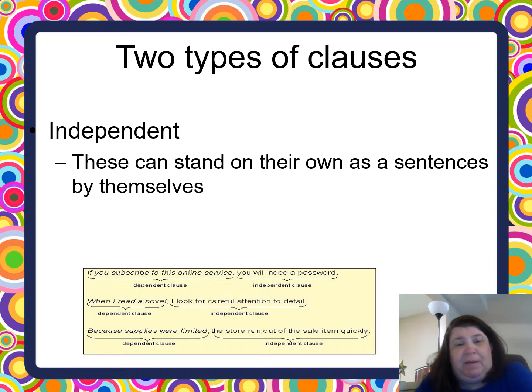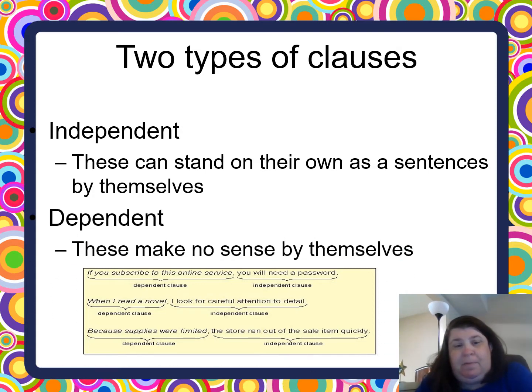So let's look at independent clauses. Those are clauses that can stand on their own as sentences all by themselves. Then we have dependent clauses that make no sense when they're by themselves. At the bottom here, I have a little graphic that breaks down a couple of sentences and shows you where the dependent clauses and the independent clauses are.